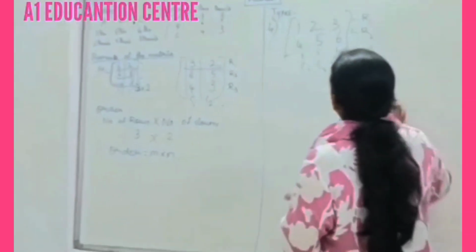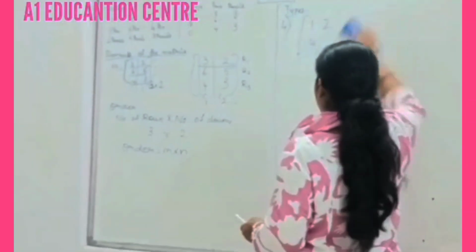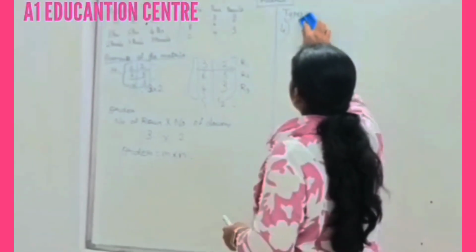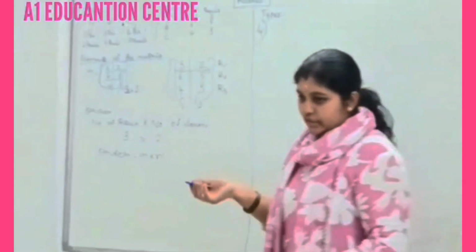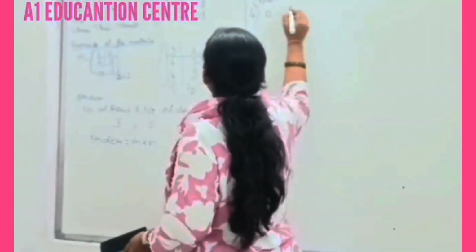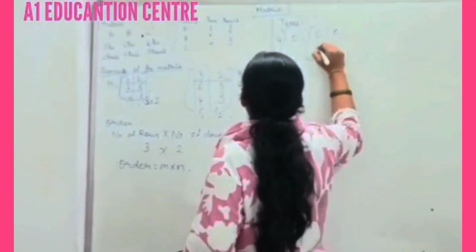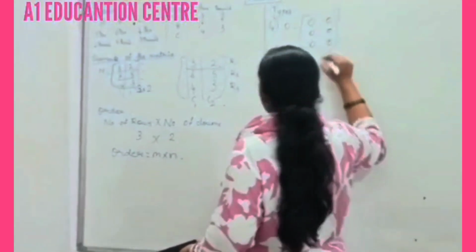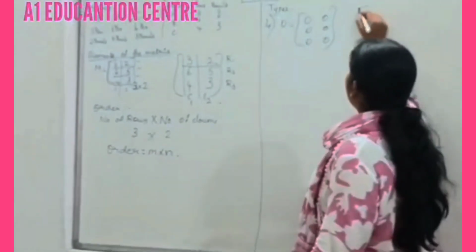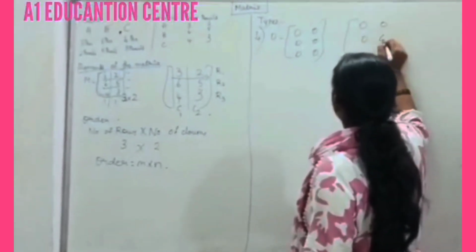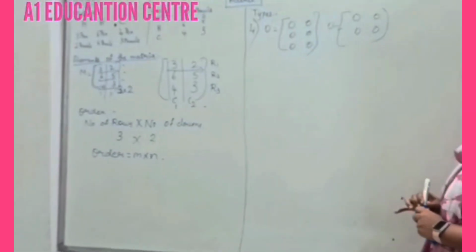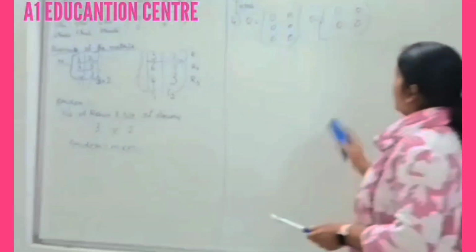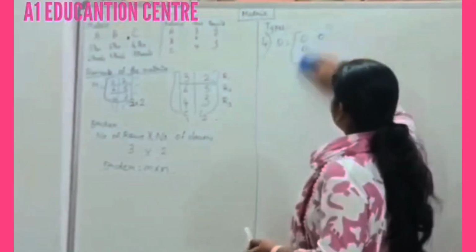The next one is the 0 or null matrix. What do you mean by 0 or null? It is nothing but 0, and null is also represented as 0 only. And one more will be 0, 0, 0 equals 0. That is going to be a null or 0 matrix. Okay, the 0 or null matrix is done.